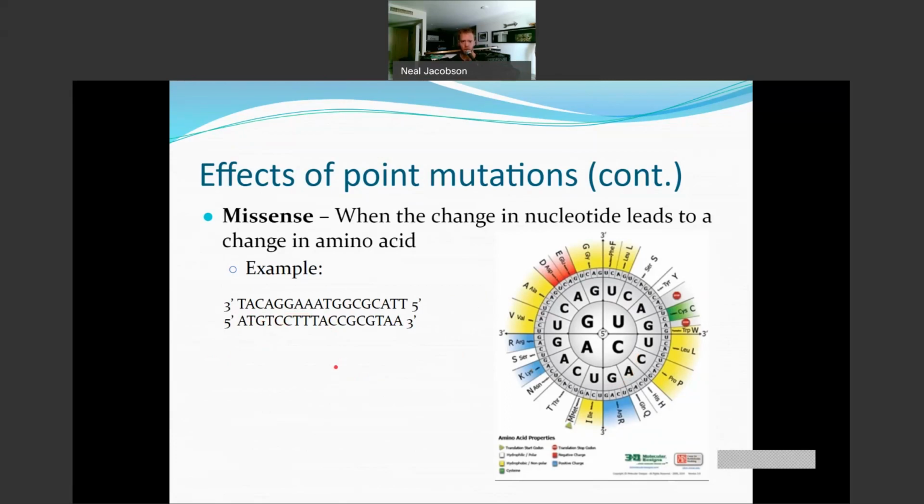Okay, so if you did that, the sequence should be AUG, that would be methionine, UCC, that'd be serine, UUU is going to be phenylalanine, PHE, and then we got ACC, so ACC would be threonine, or THR, and then you'd have GCG, GCG would be alanine. And then we have UAA. UAA codes for stop. Okay.